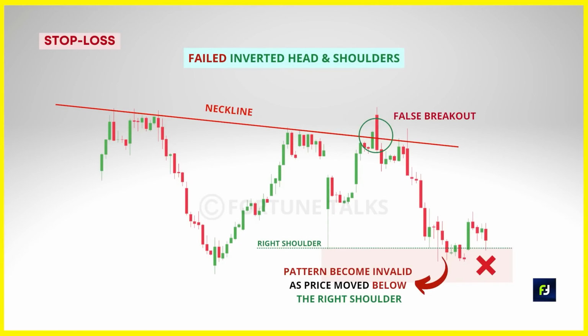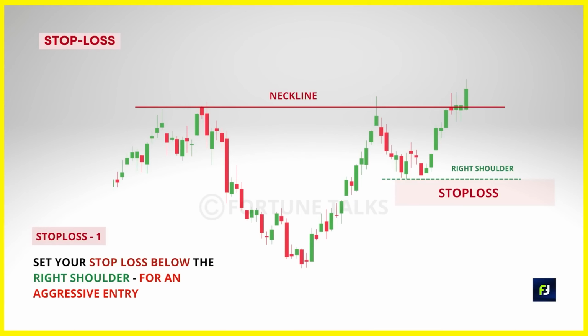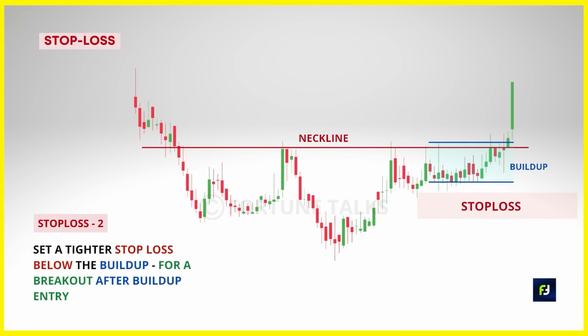This is exactly where you should reference your stop loss. So if your entry was very aggressive, as and when the price breaks out from the neckline, then you should set your stop loss at or below the right shoulder of the pattern. Now what if you took a long entry after a build up near the neckline? Then you have the convenience of placing a much tighter stop loss, preferably just below the build up, which will in turn improve your reward to risk ratio.